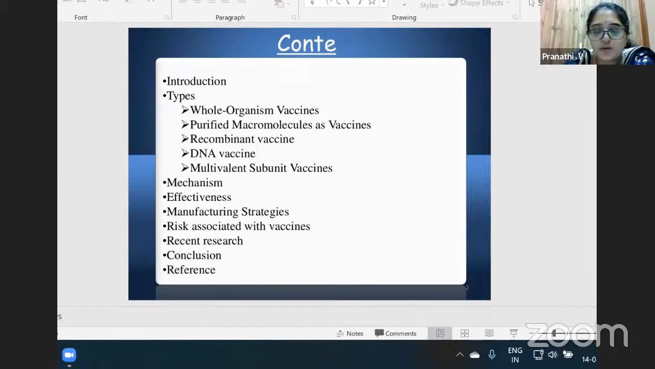So in each case, immunity is either natural, that is transferred from mother to fetus, or by previous infection. This is the natural way of gaining immunity.